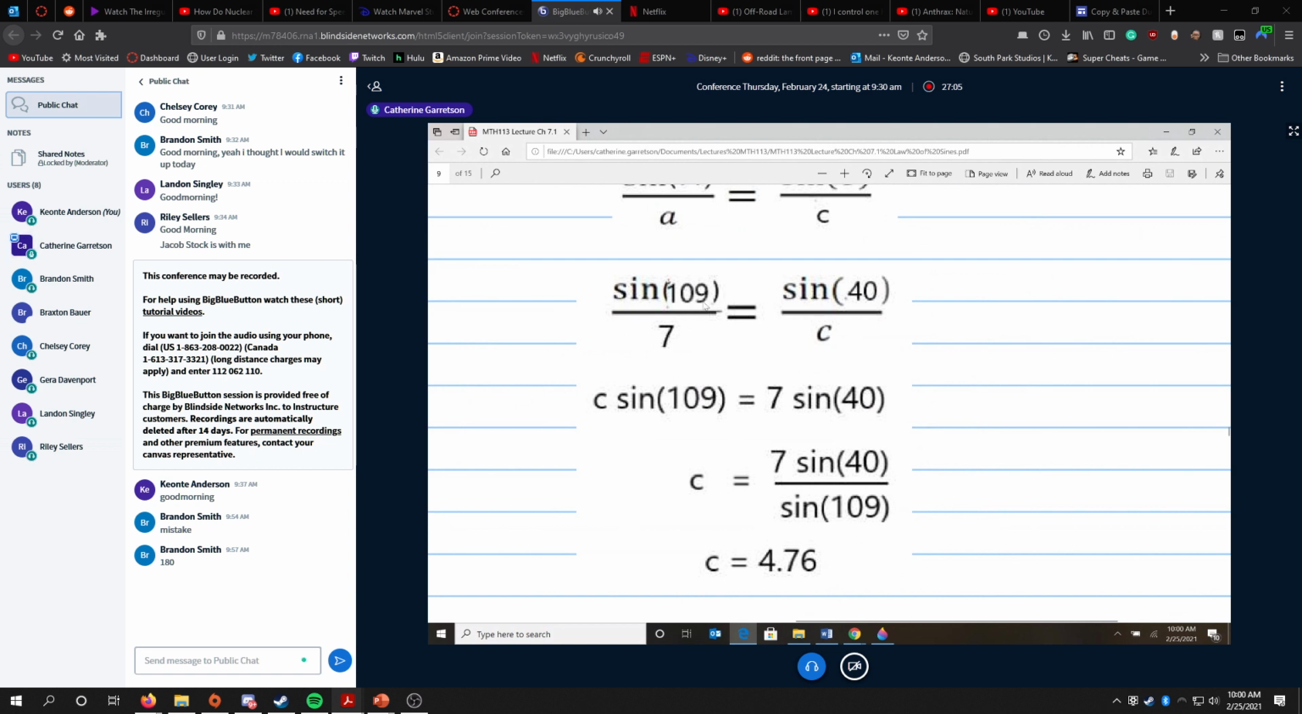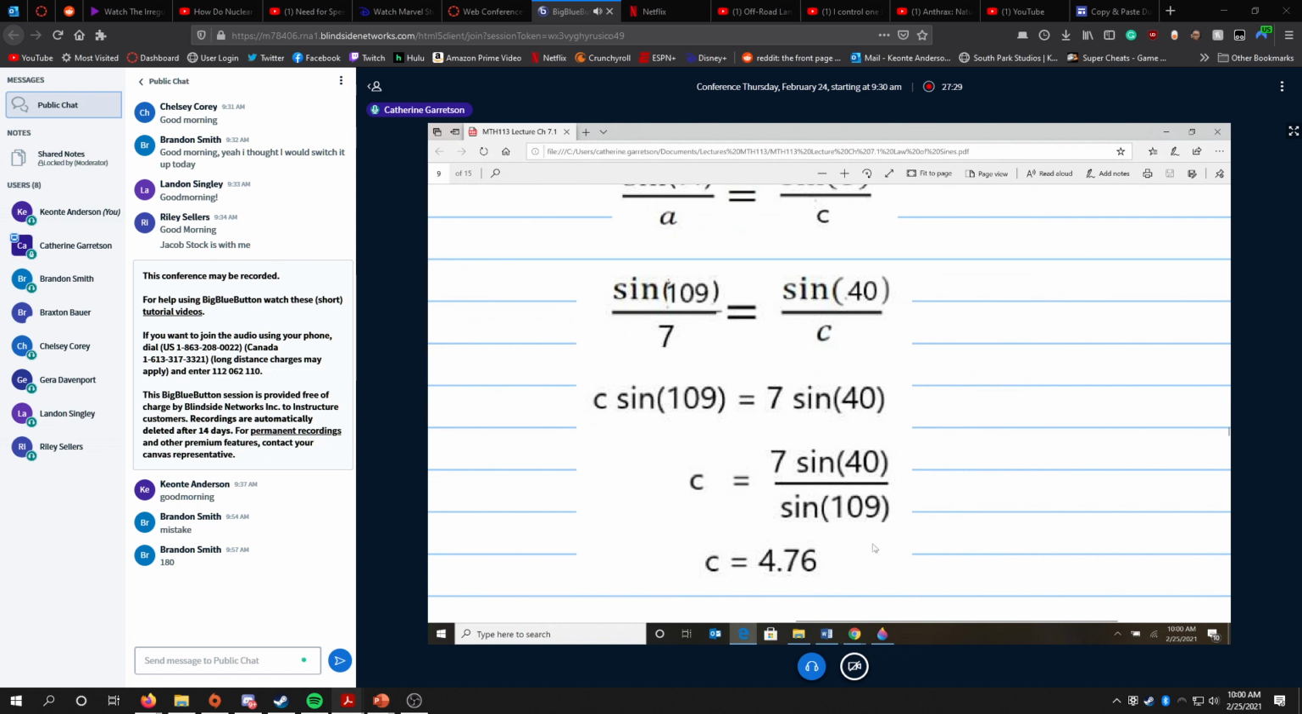So c times the sine of 108 is equal to 7 times the sine of 40. Now this is multiplication, so now I divide both sides by the sine of 108 to isolate my c. So this is the exact answer.